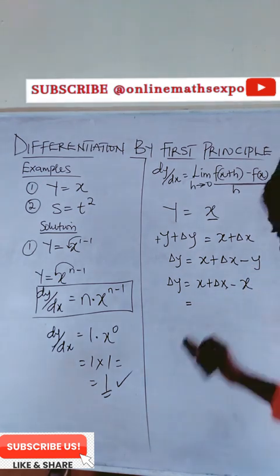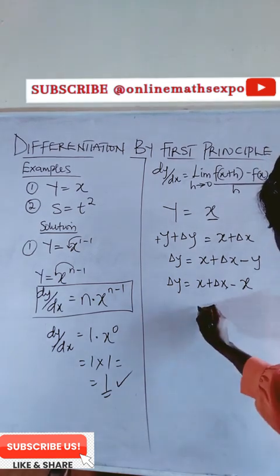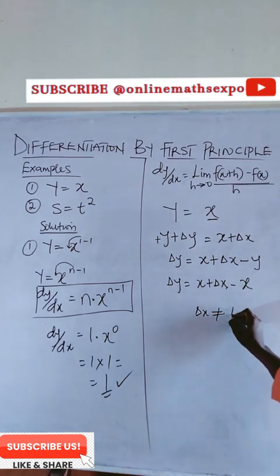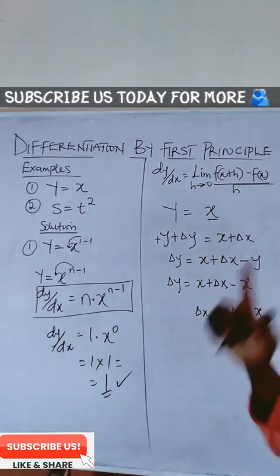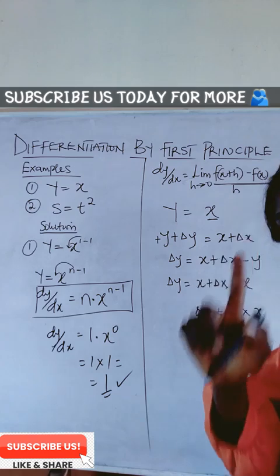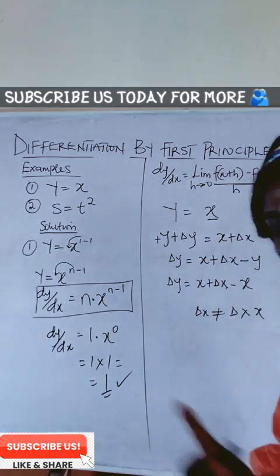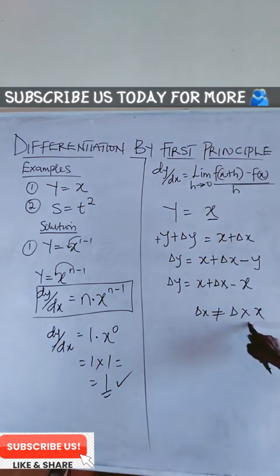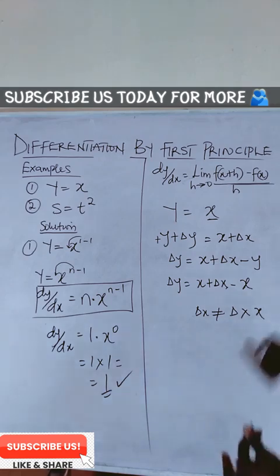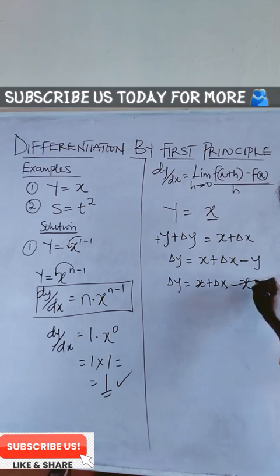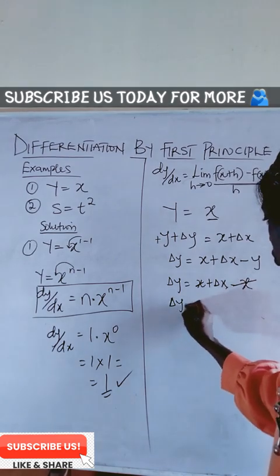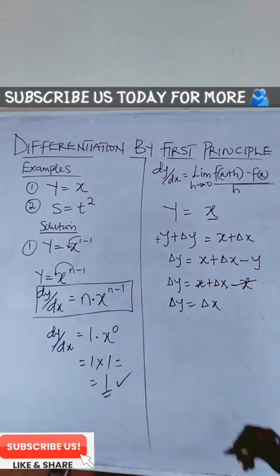Please remember that change in x is not the same as change times x. Please, these two are not the same. This is just on its own, it is one quantity. Don't split it, don't write it like this. So in that case, we have this x, we subtract this, so we have change in y is equal to change in x.